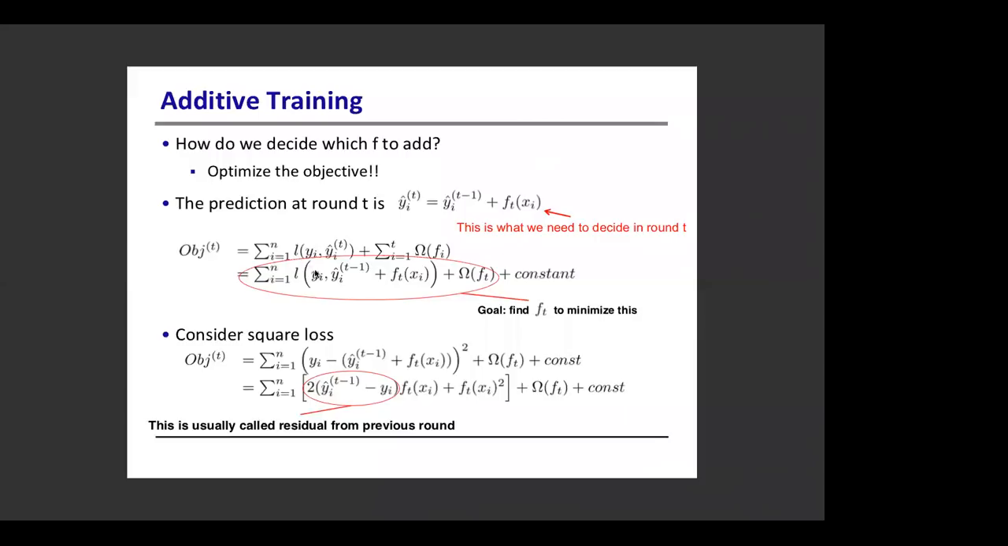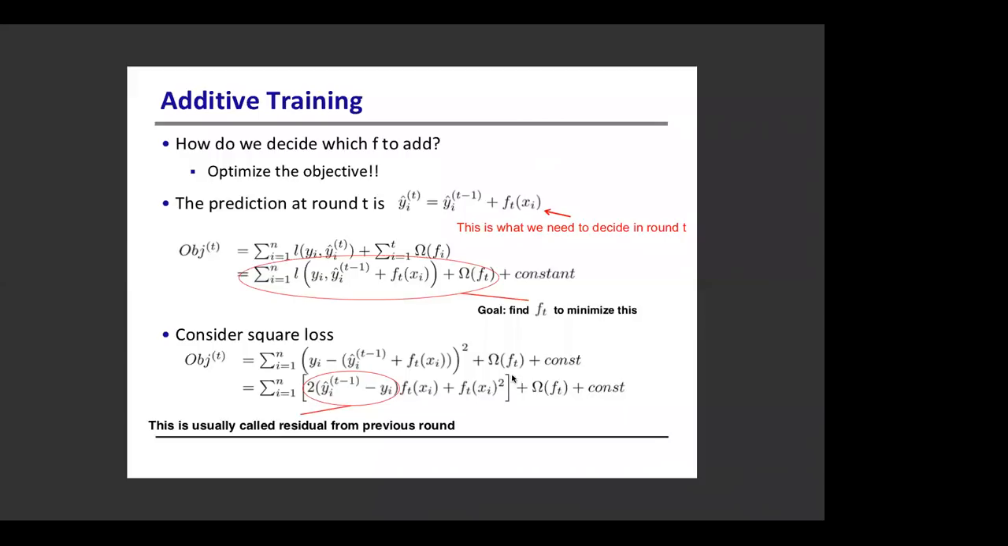Because here, the loss between yi and yt minus 1 from the previous step was the objective at t minus 1. Y is not the prediction; Y is the actual value, and this is the prediction. So the actual value remains the same as in the previous round, so that component is removed from here.